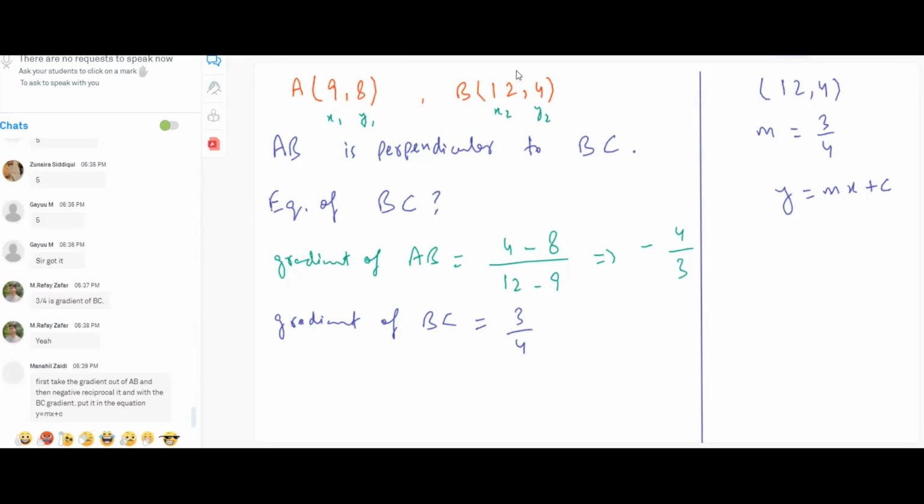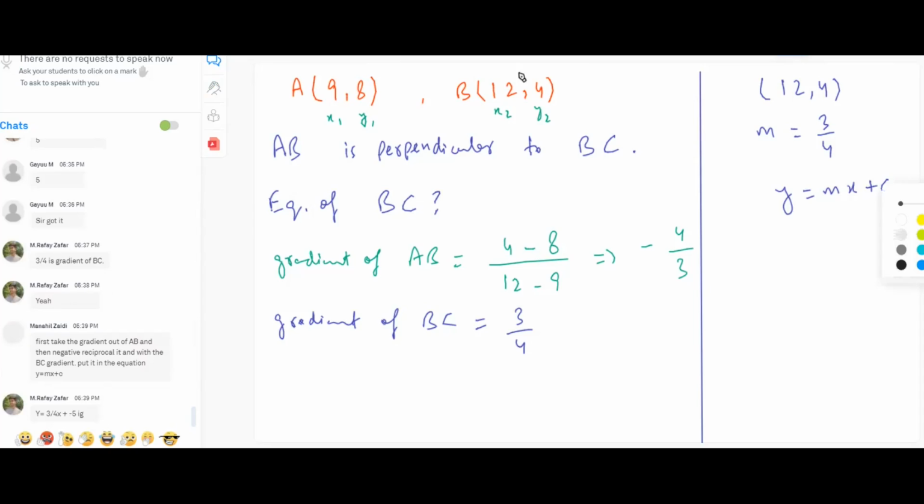So we just input these values here. Y की जगह 4 input कर दें. So put 12 and 4, put that point, and m equal to 3 over 4. इसके अंदर डाल दें, आपको c की वैल्यू मिल जाएगी. So that's 4 equal to 3 over 4 into 12 plus c. ठीक है? This gets cancelled. You get 3 here. That's 9. C की वैल्यू आपके पास आ जाती है -5.